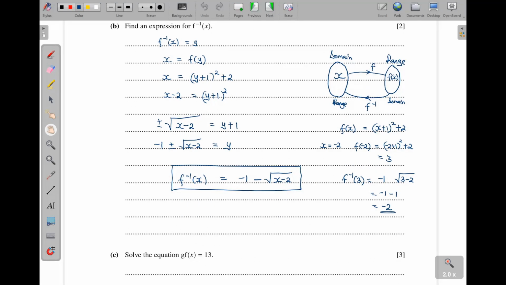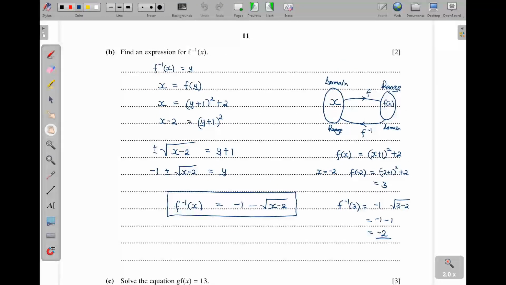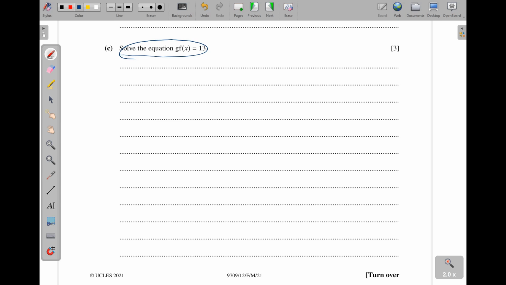So for you, when you reach here, just look at the domain. Were they taking the less than or the less than or equal? Take the minus. Greater or greater than or equal? Take the plus. Part C, solve the equation gf of x is equal to 13.